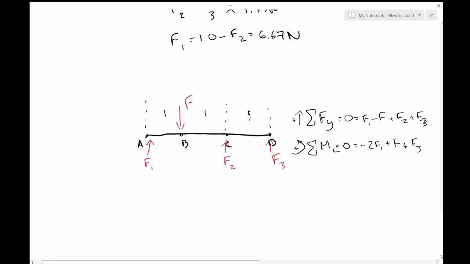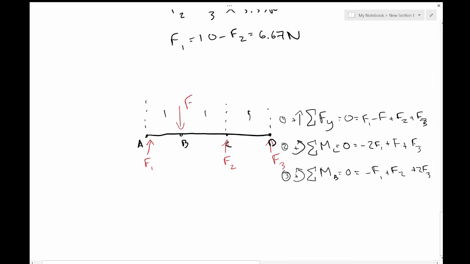And then let's also take the sum of moments around B. So the sum of moments about B equals 0, and that's going to be equal to negative F1 plus F2 plus 2F3. Okay, great. You might be thinking we have 3 equations and 3 unknowns, and we have a whole bunch of other moment equations that we could still come up with, and we should be able to solve. But actually, if we label these equations 1, 2, and 3.